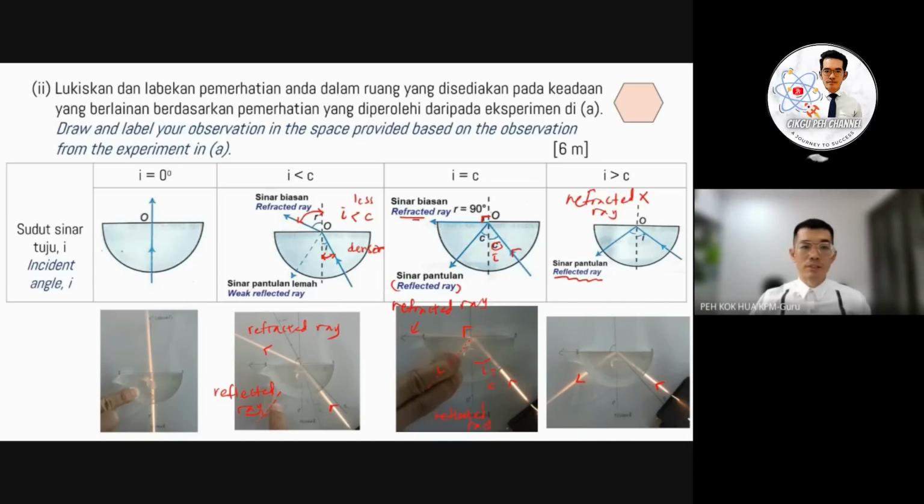So this is the answer for drawing, which is 6 marks. First mark for this I equal to 0. 2 marks for the second diagram. Then this also 2 marks. This will be 1 mark.